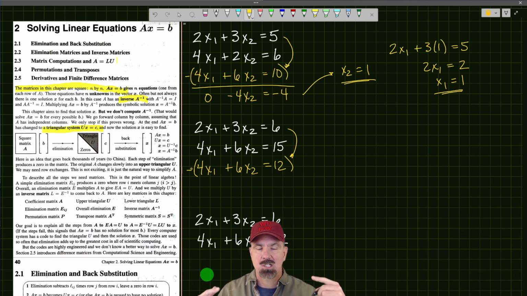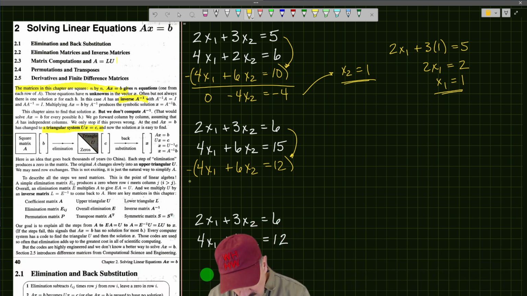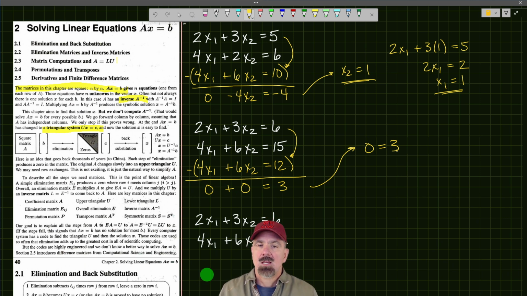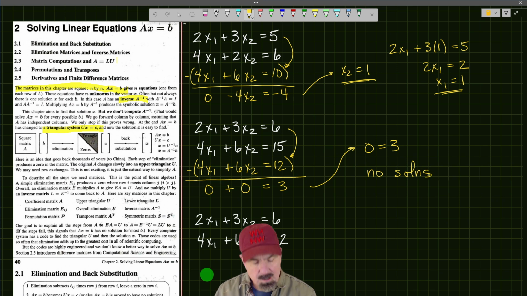We understand that subtraction is just addition with negative numbers, but we're going to keep this idea of subtraction in our mind. All right, so when we subtract here, we end up with 0 plus 0 is equal to 3. The resulting equation is 0 = 3. When does that happen? It never happens. The situation we've run into here is, there are no solutions to this system of equations. And we'll talk a little bit more about what that means.